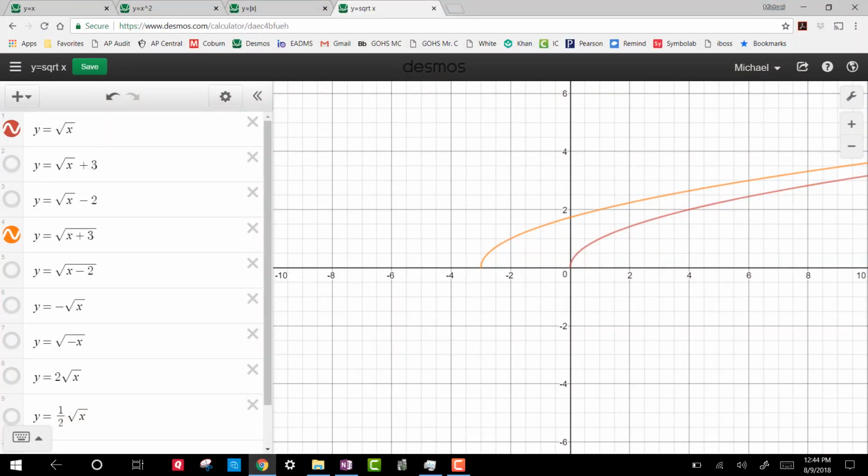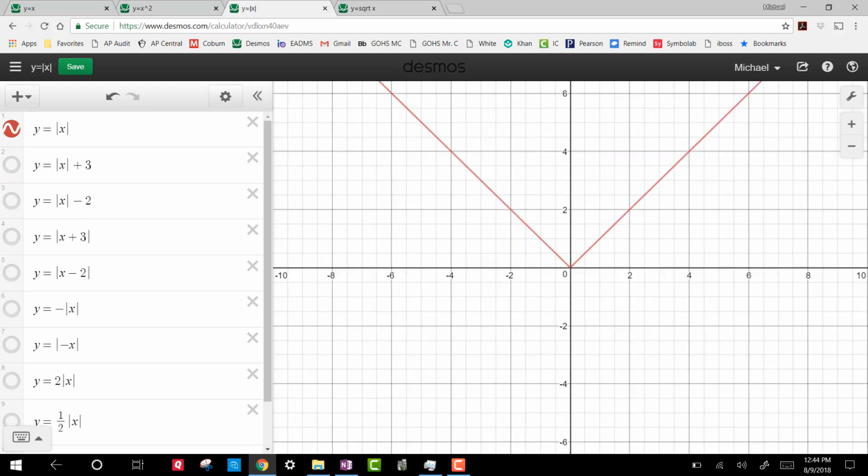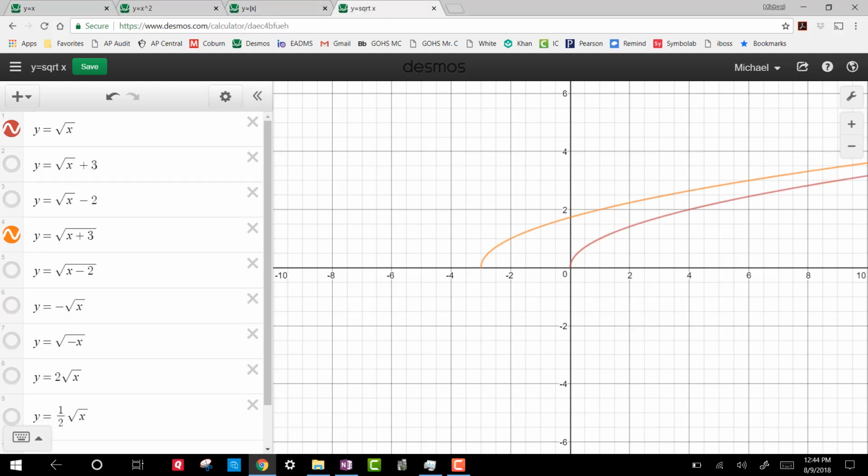So let's take a look at these guys. We'll go back to Desmos here for a minute. I'm going to go back to my x squared function. We'll take off that guy, and we'll put in a negative x squared. And look at that. Same parabola, it just flipped over. We actually call that a reflection. It reflected over the x-axis. Let's take a look at the absolute value. We'll take off that guy, put in the negative. Same thing. It just reflected. It flipped over the x-axis.